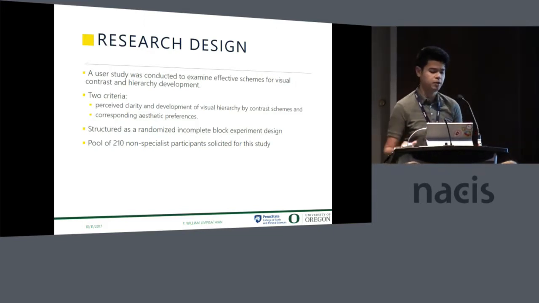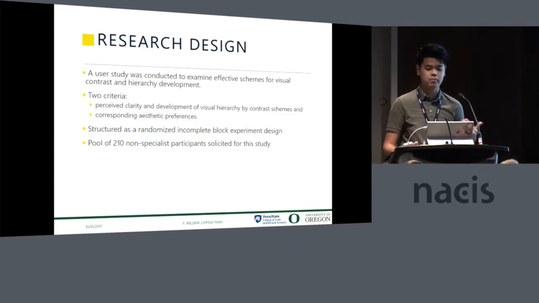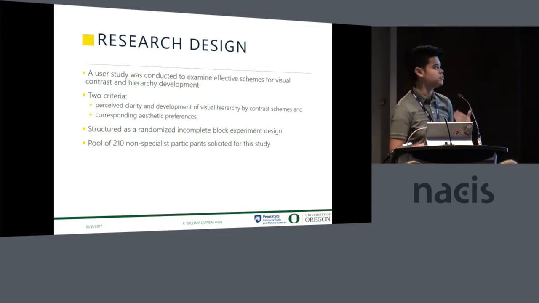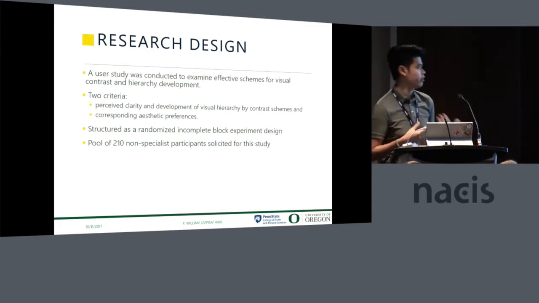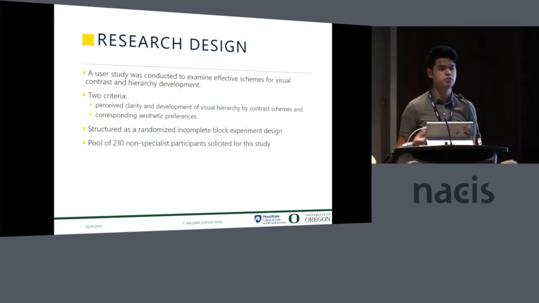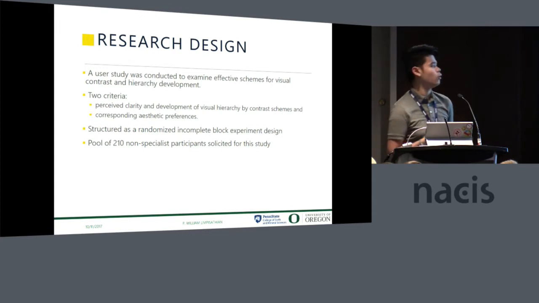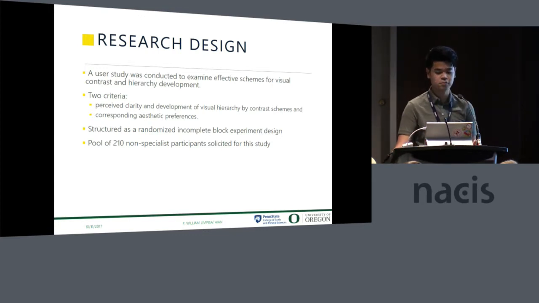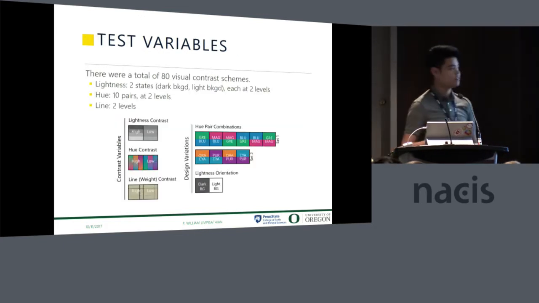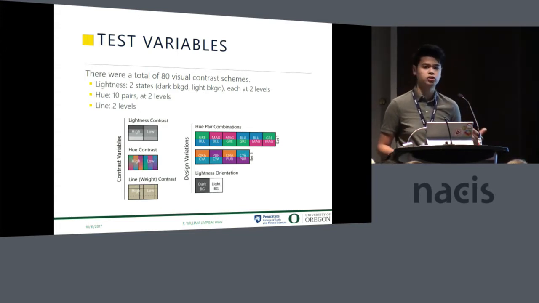So with that, a user study was conducted to examine schemes for visual contrast and hierarchy development. Again, the two criteria were the perceived clarity of visual hierarchy and aesthetic preference. I structured it as a randomized incomplete block design experiment using a pool of 210 non-specialist participants solicited from Amazon Mechanical Turk. So the main test variables are the contrast variables.